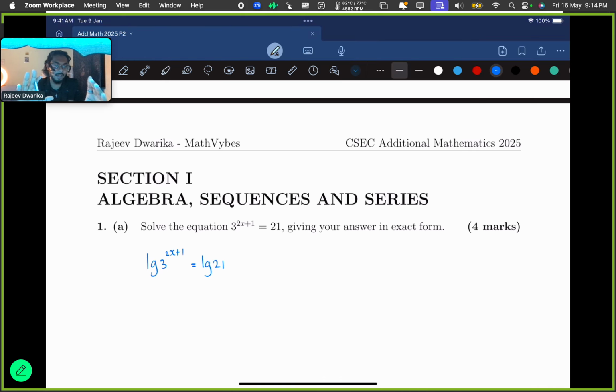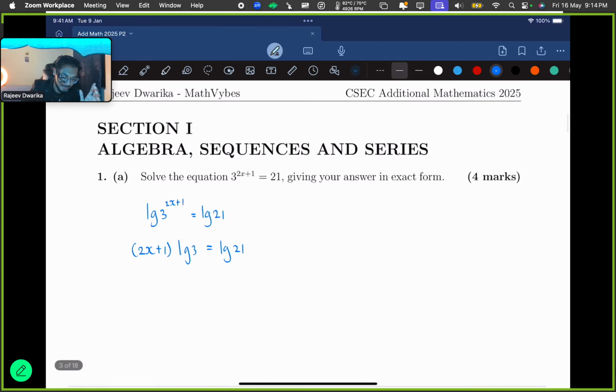First time. And since everything is to the same log base, I could take the power 2x plus 1 and bring it to the side. Now because 2x plus 1 is a binomial expression, I need to put that in brackets when I move it to the side. So I'm going to put inside here 2x plus 1 in brackets by log 3 is equal to log 21.